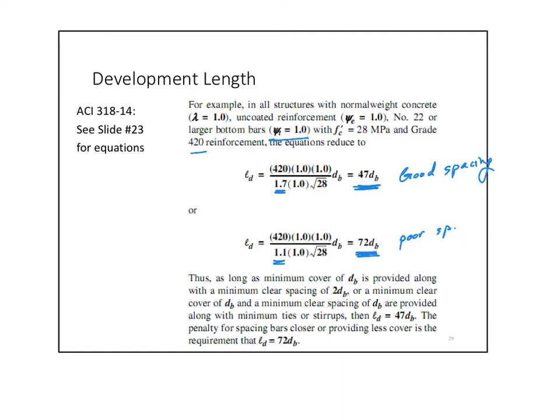Thus, as long as minimum cover dB is provided along with the minimum clear spacing 2 dB or a minimum clear spacing of dB for the minimum clear spacing dB, depending on whether it is a slab or a beam, are provided along with minimum ties and stirrups, then LD is about 50 dB, and the penalty for spacing bars closer or providing less cover will be that you increase the 50 dB or about the 47 dB to a 72 dB.